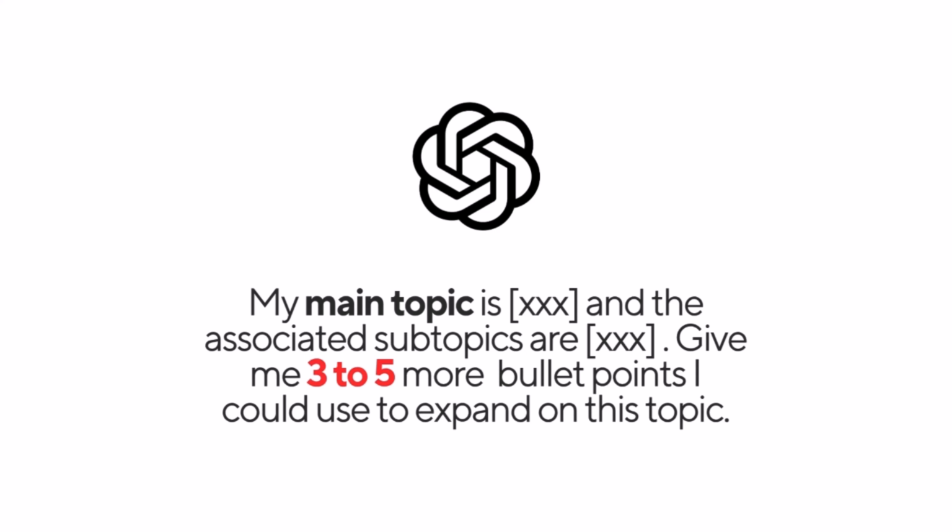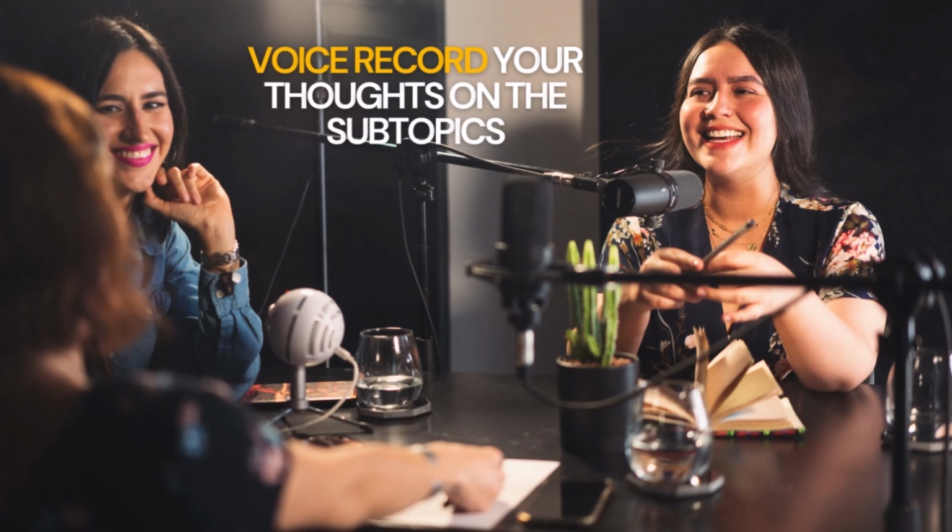Tip number 2, come up with a main topic and then some subtopics. And this is how you want to do that. We can use AI to help us with this. So let's say your main topic was a book about, I don't know, it could be about anything. You can ask ChatGPT, you can say, hey, this is my main topic. These are the subtopics I've thought about. Give me 3 to 5 more bullet points that I could use to expand on this topic. You get your phone, you turn on the voice recorder, and then you just record everything you can think of on those 3 subtopics. And then you transcribe it. And that is the best way to come up with content for your ebook.